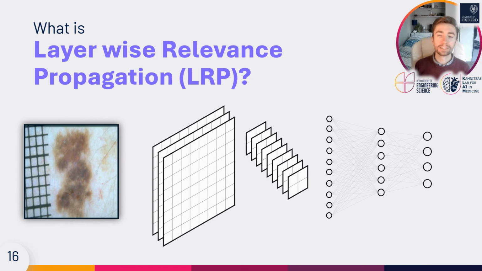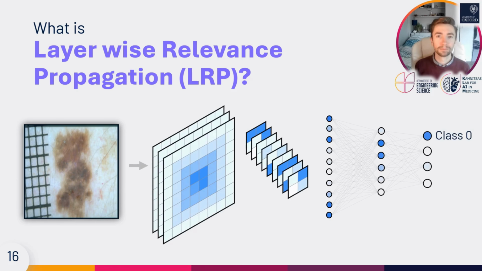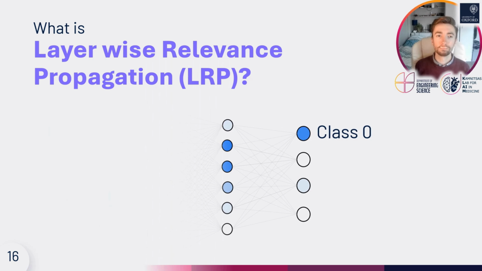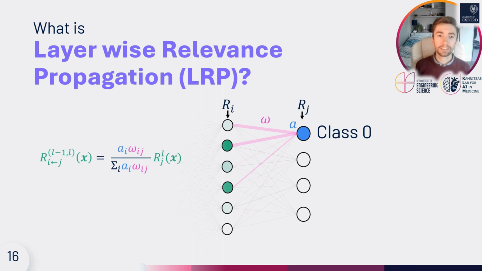How the method works. Given an image, we do a forward pass through the model. We then get the model's output, which we call the relevance. Layer-wise relevance propagation aims to redistribute the relevance backwards from the output layer to each neuron in the previous layer, which is calculated as the product of the weight multiplied by the activation from the forward pass, which is then normalized by the product for the other neurons in the same layer.